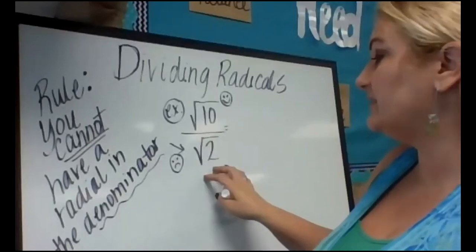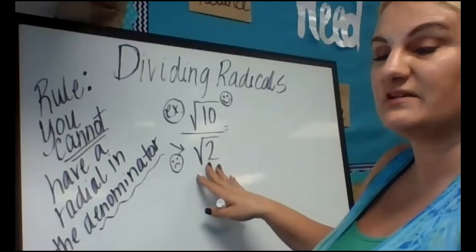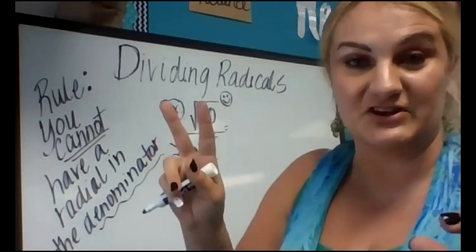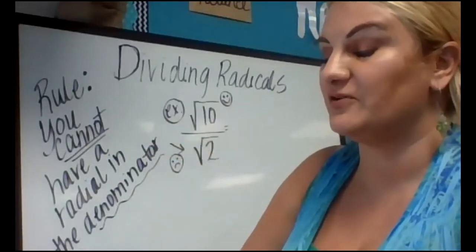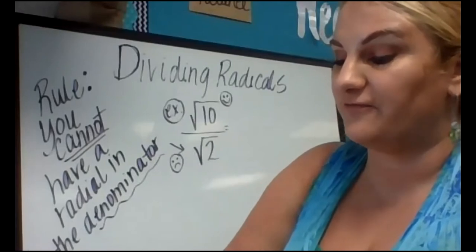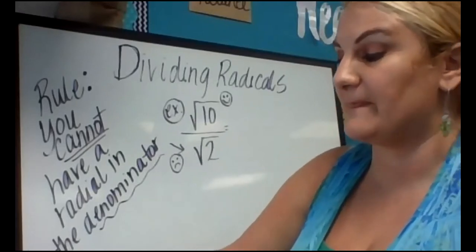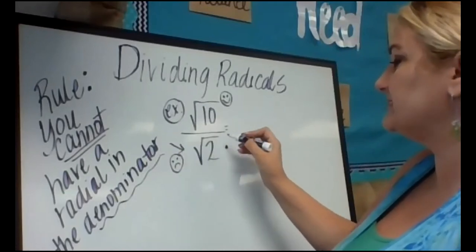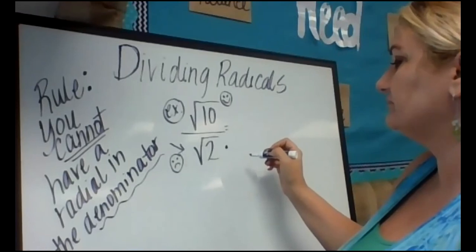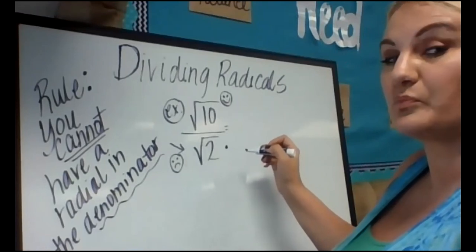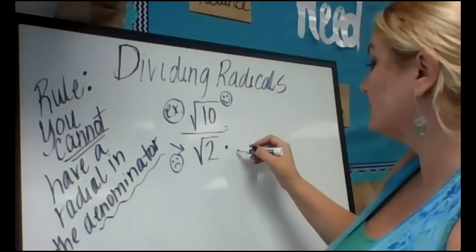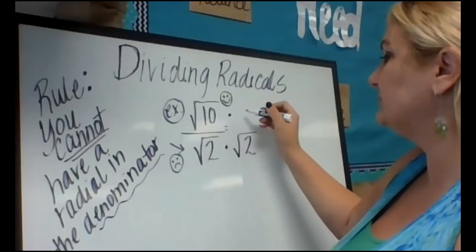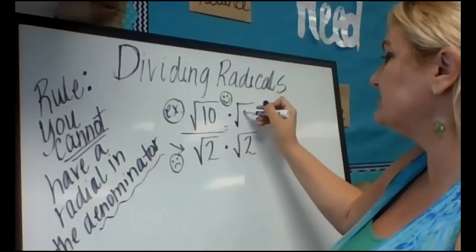When you have them down here, to make this a non-radical, you're going to multiply itself by itself. Okay? Because watch, you're going to take this. Tell me what this radical is. You can't just say 2. Square root of 2. Whatever I do to the bottom, I have to do to the top.